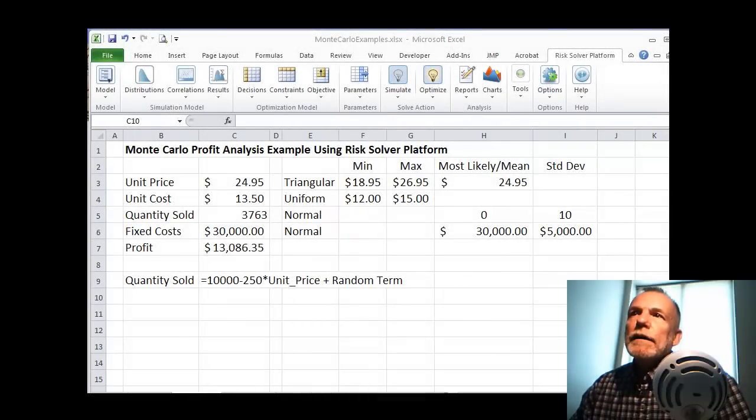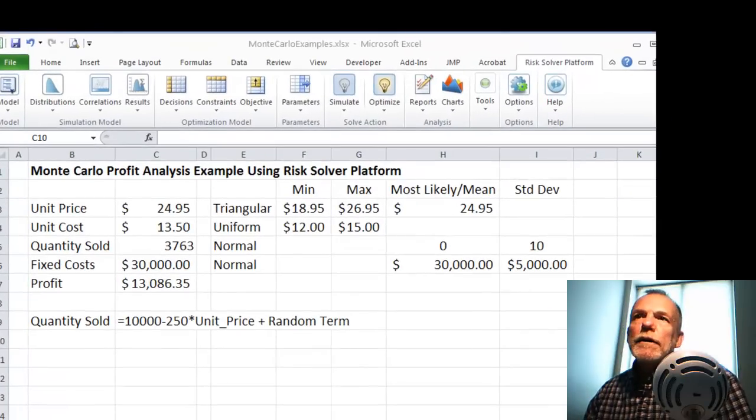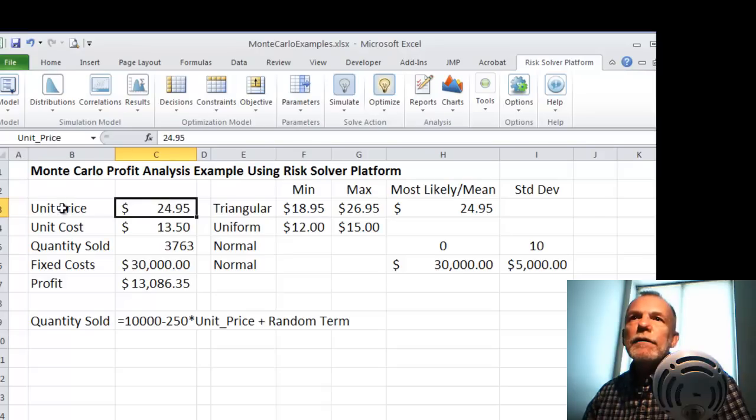Welcome back. Let's look at a second example of Monte Carlo analysis. In this case, we'll look at a profit model, and again we're using the Risk Solver Platform for the Monte Carlo analysis. The example that you can see here on the screen is that I have a unit price, unit cost, quantity sold, fixed cost, and profit.